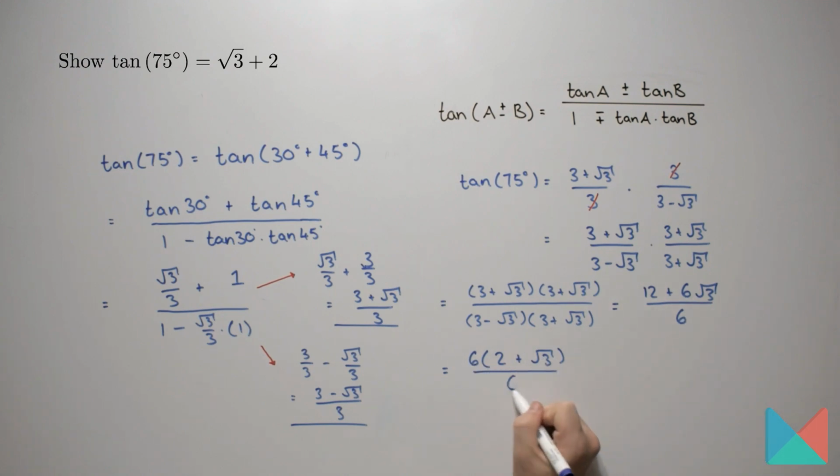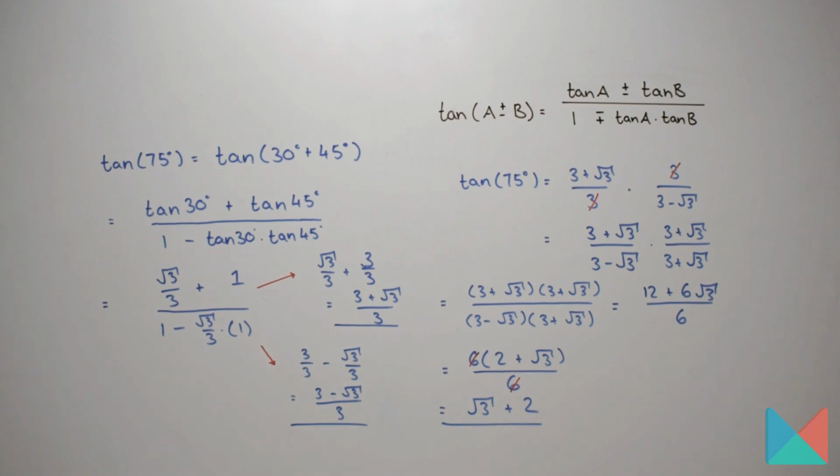And now we're dividing this all by 6, and notice that our 6s cancel out, and we're left with the expression that we're meant to show in our problem, which is the square root of 3 plus 2. And so that finishes this example, and let's move on to one final example.